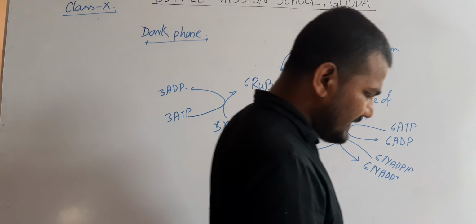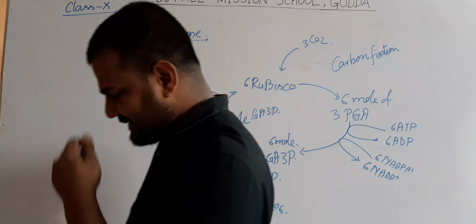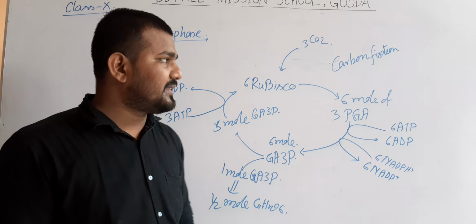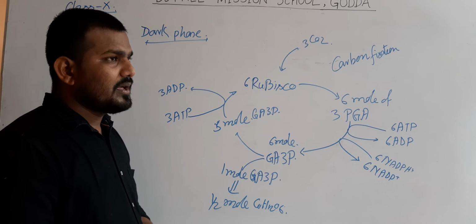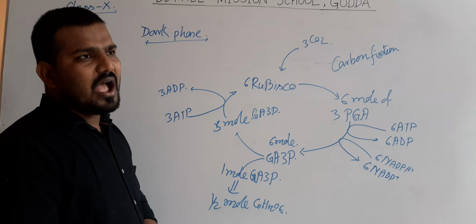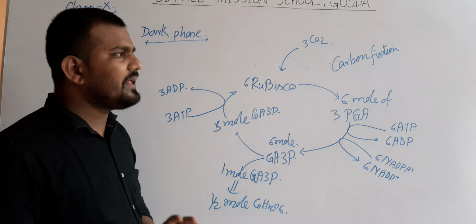Now we are going to discuss the dark phase. The scientist Kelvin first observed the dark phase, that's why it is also known as the Kelvin cycle. This dark phase mainly occurs through three subphases.